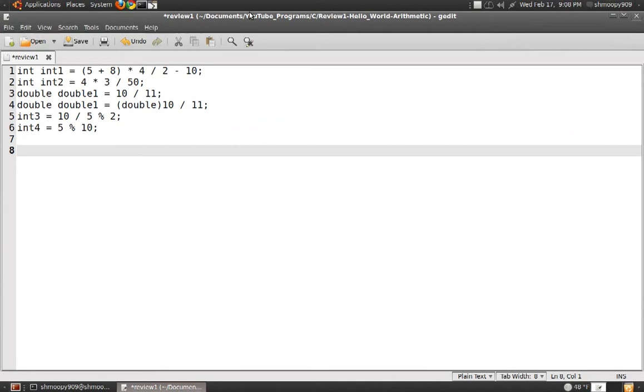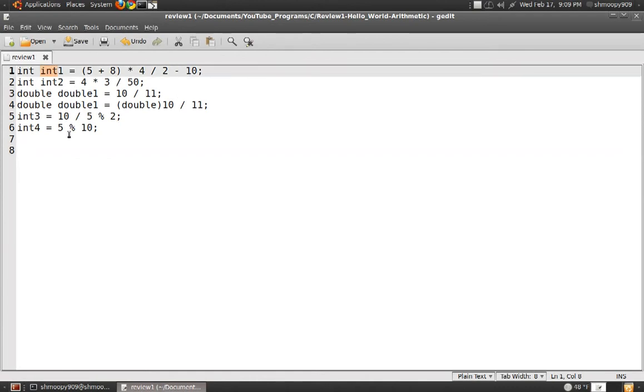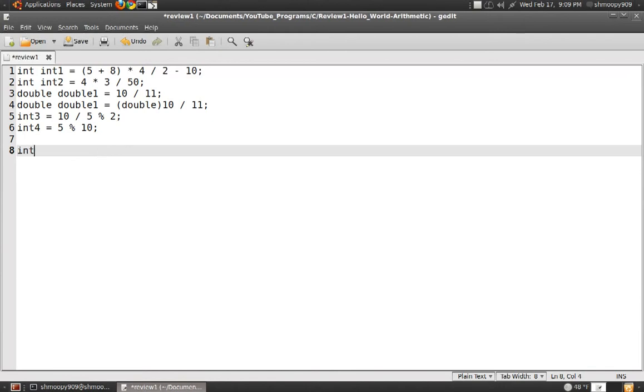Now basically for this little review, or this little quiz, or whatever you want to call it, we're going to just ask what is the value after the operations are done. Let's start with int 1. Now remember, please try these on your own and then see if you get the same answers.